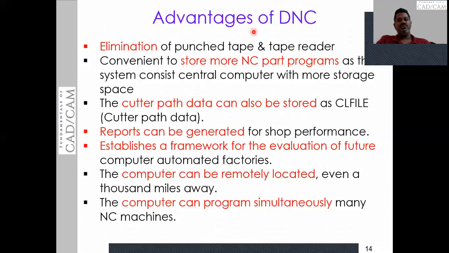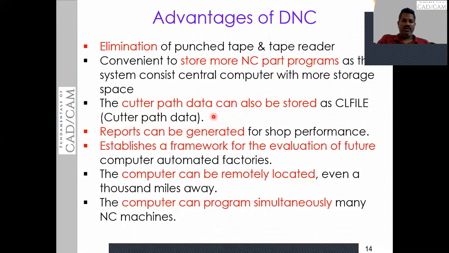In the case of CNC, we used one dedicated computer. Each NC machine tool has one dedicated computer. Whereas in this case, you use a specific dedicated computer where all the programs are stored, and from there all the NC machine tools access the program. Then, cutter tool path data can also be stored. The main advantage of this DNC is that it is also going to store the cutter path data as a CL file or CLIF file.